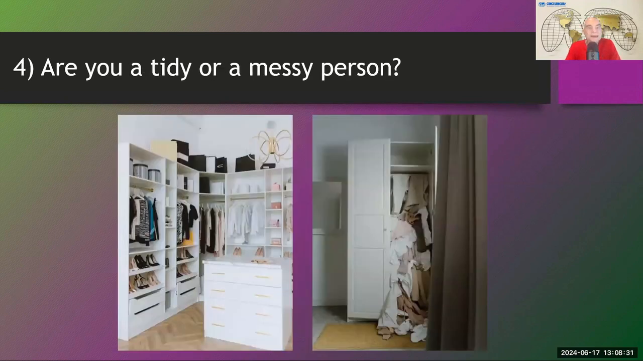Are you a tidy or a messy person? Now, tidy, this word tidy, it means neat, well organized. You like things to be in a certain way. Okay, a tidy is a neat person. The opposite of that is a messy person.